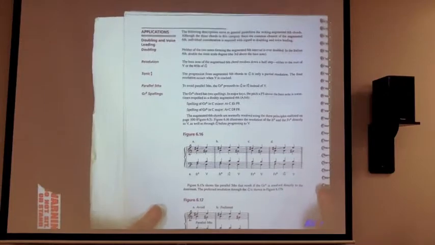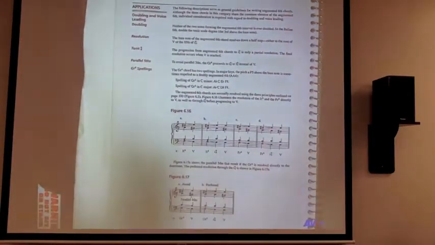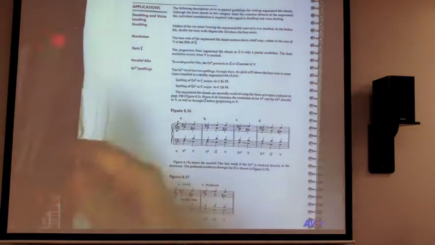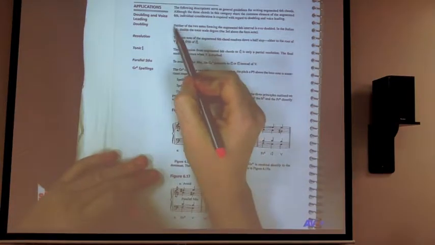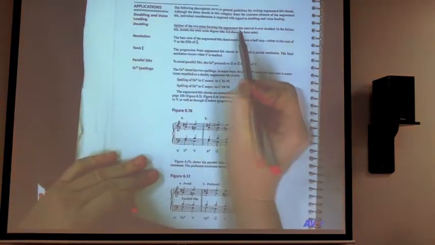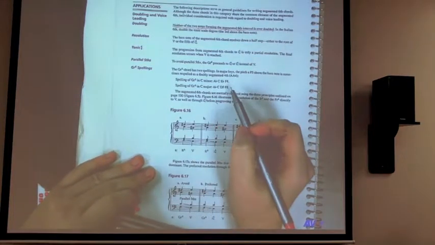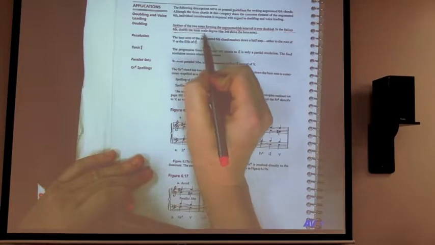Otherwise, I think it's pretty self-explanatory. The doubling and voice leading rules are also pretty clear. They mostly follow the ones that you already know. So, if you're doubling, neither of the two notes forming the augmented sixth, so that outside interval, is ever doubled. Keep that in mind. So in the Italian sixth, double the tonic scale degree.